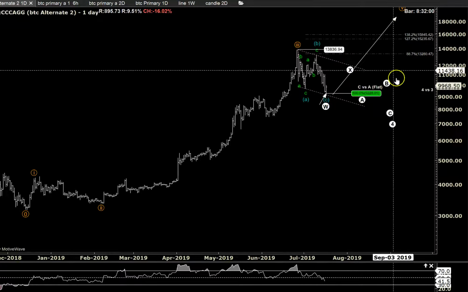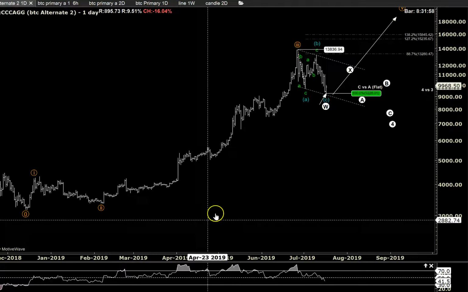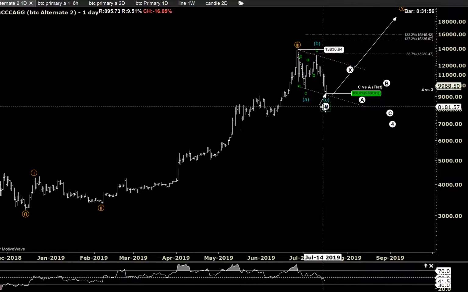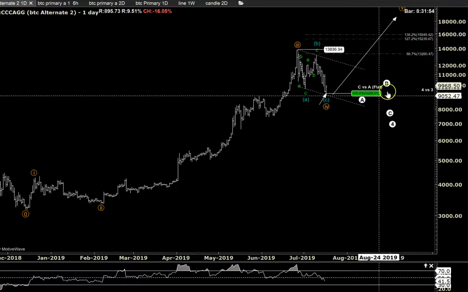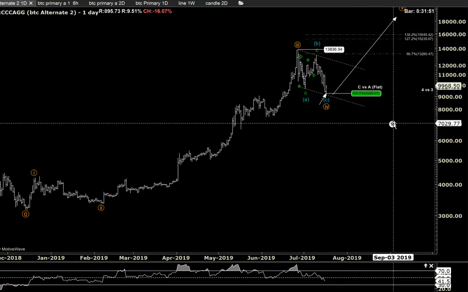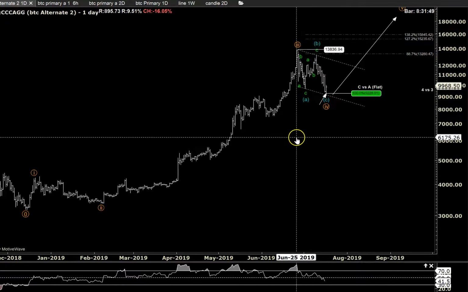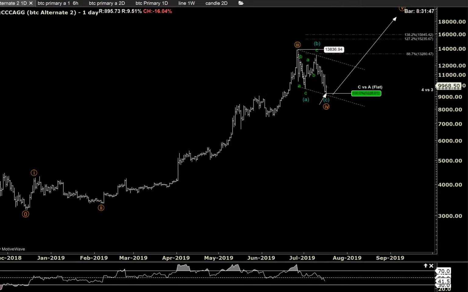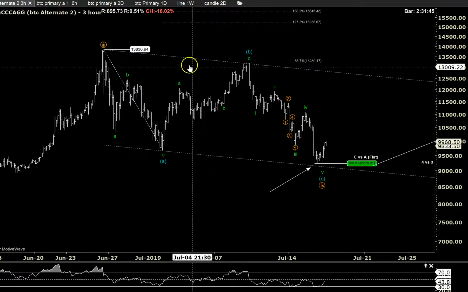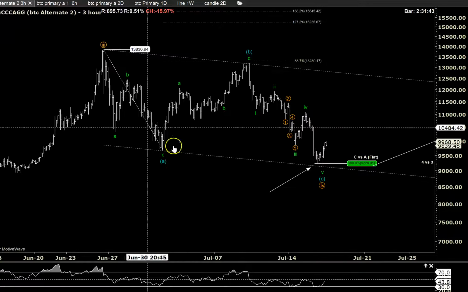Okay, so these are the scenarios I'm looking at. It's pretty much straightforward. There is nothing emotional about this. I'm just following the rules and guidelines of the Elliott wave, trying to look at the possibilities here. I mean, you can see here how much chop there was, right?